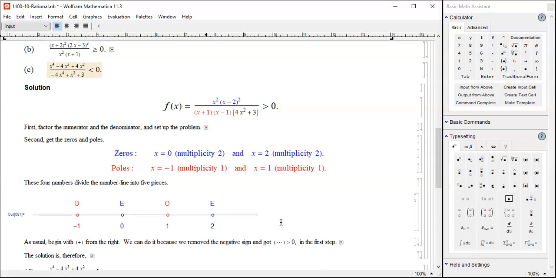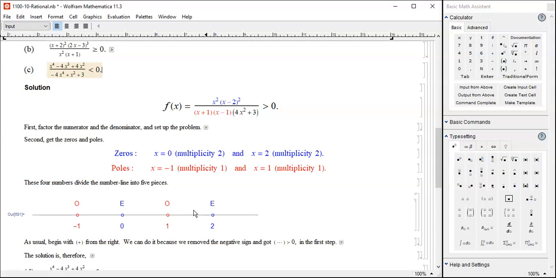Alright, okay, all the hard part is now done. Let's do the sign analysis. As usual, let's start from positive here. Plug in a big number here, say x is 100 or something. 100 minus 2, 100 minus 1, things like those, they're all positive. So we begin with positive.